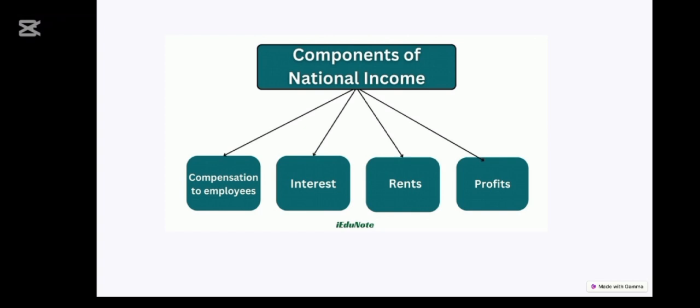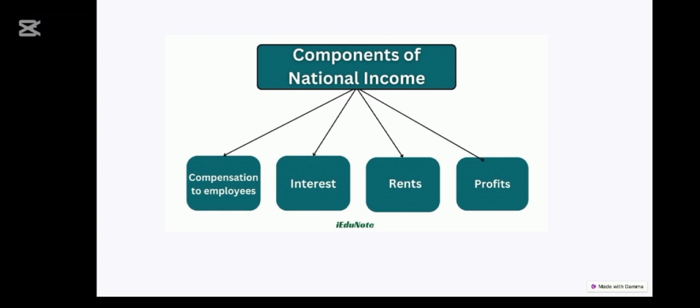Wages. This is money paid to workers for their jobs. For example, salaries and hourly wages are part of wages. Rent. This is money earned from land, like payments landlords get from renting out property. Interest. This is income earned from capital, like interest on loans or saving accounts. Profit. This includes money earned by small businesses and large companies.